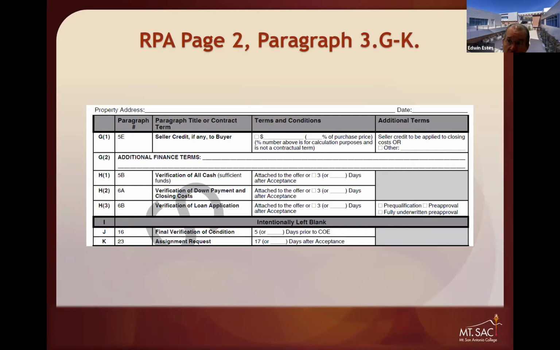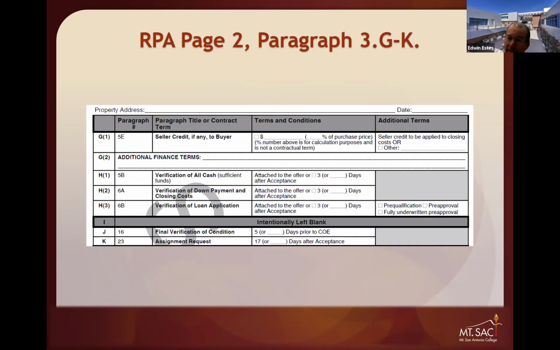So attached with this offer will be verification of all cash if it's a cash offer, verification of down payment and closing costs if there's a loan, and verification of loan application on that loan, okay? So those 3 things are to be attached with this offer. If you don't have them, then you need to check the corresponding box, which means you need to present them to the seller within 3 days. And again, calendar days.